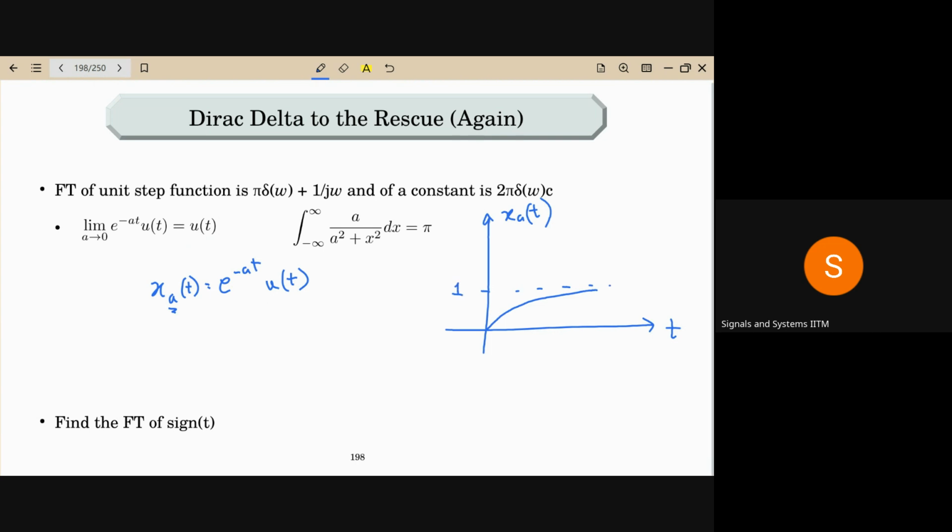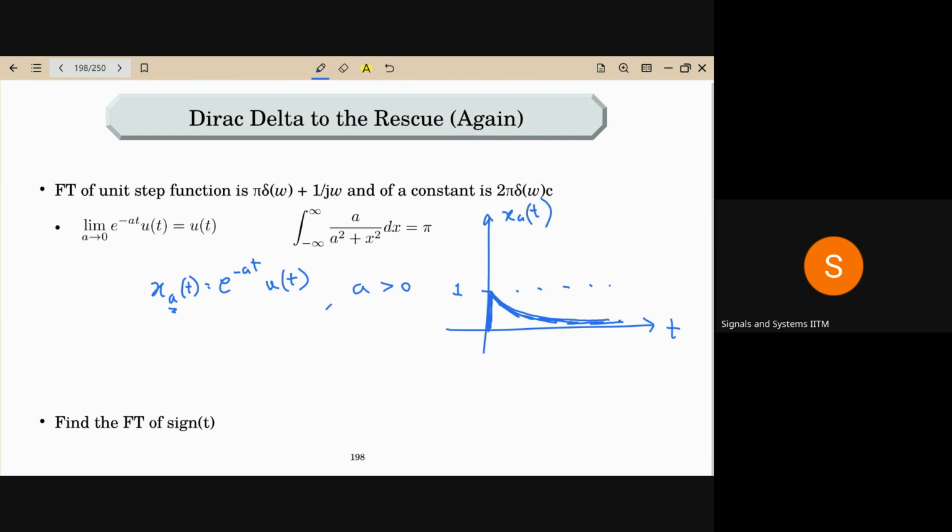That's one. This is e^(-at). When time t equals 0, it's 1. Sorry, this is not the graph. This is a decaying function, so it'll look like this. Let's say you're given some positive value of a, so this is for some a greater than 0. Given some value of a, you have a graph which looks like this. This is your function e^(-at) u(t).